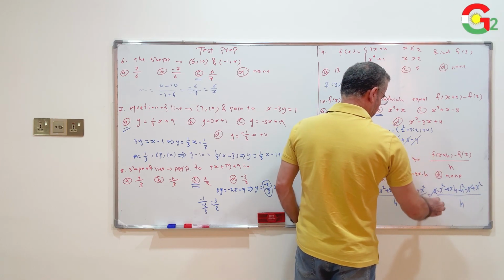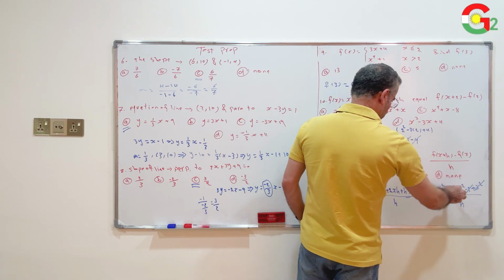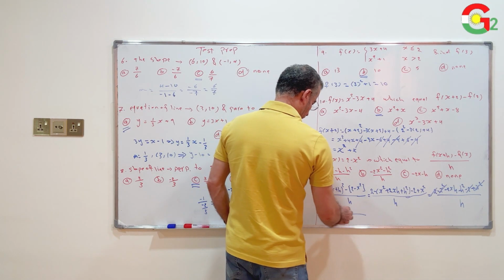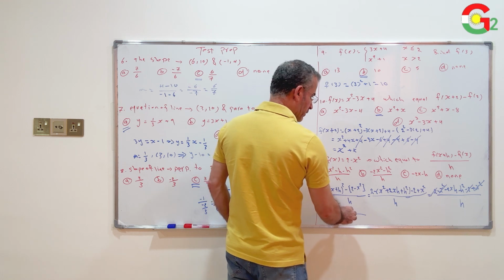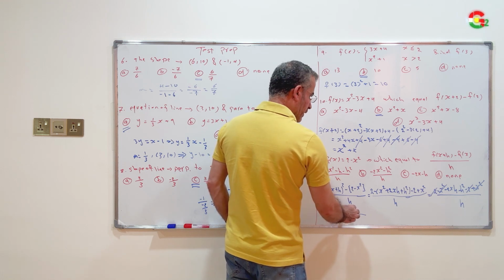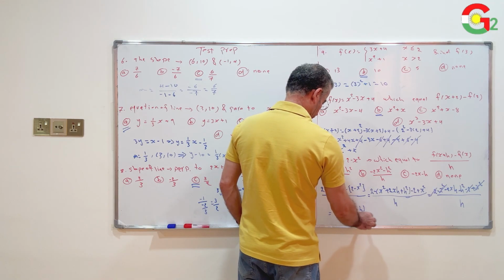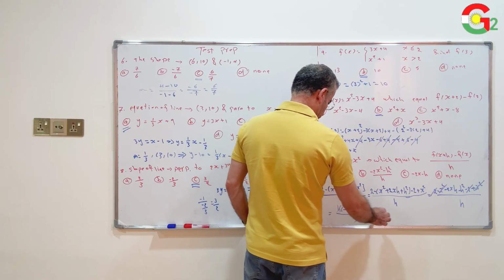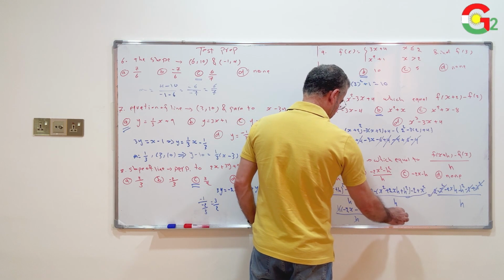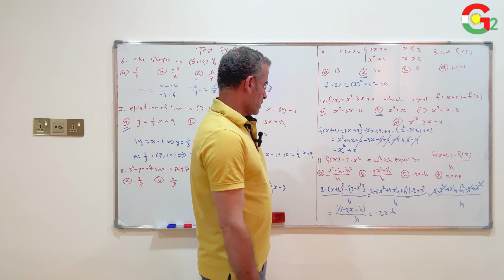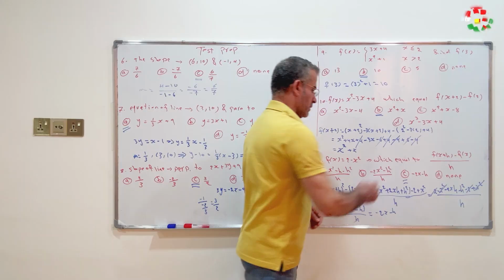Negative 2 with positive 2, x squared with negative x squared. Factorize the numerator by h, then negative 2x minus h over h. h with h, negative 2x minus h, the final result. The right choice is C.